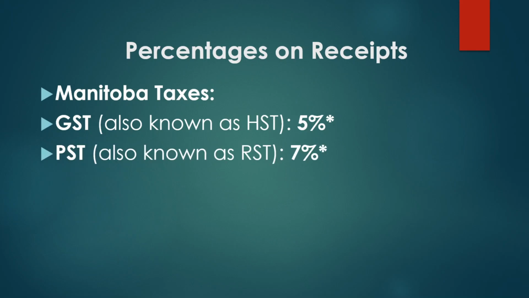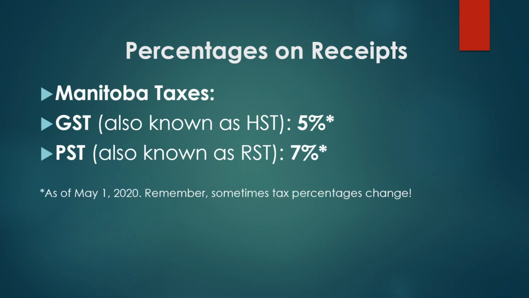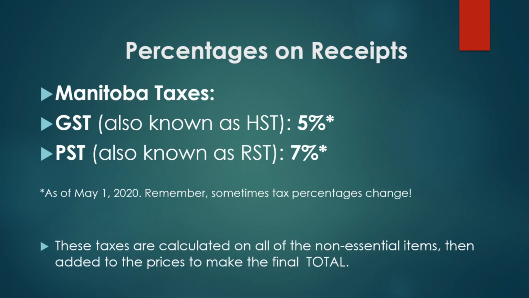PST, or Provincial Sales Tax, which is also sometimes called Retail Sales Tax, is 7% of the cost of the items. And I put an asterisk beside both of those numbers because although these are the percentages as of right now, they sometimes change. These taxes are calculated on all non-essential items and then added to the prices to make the final total.